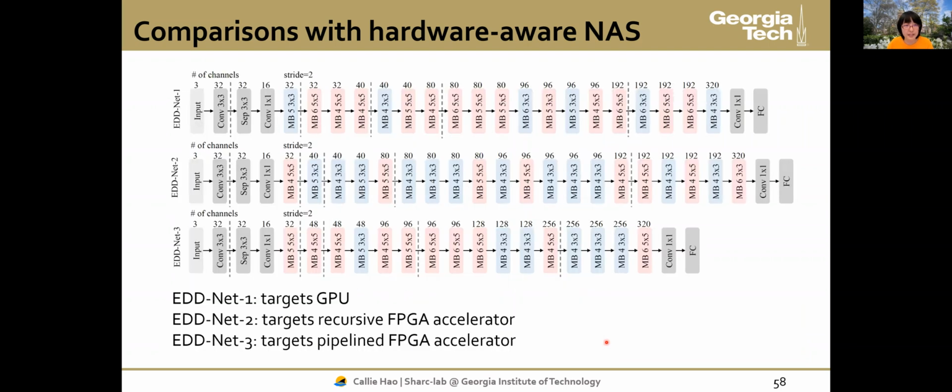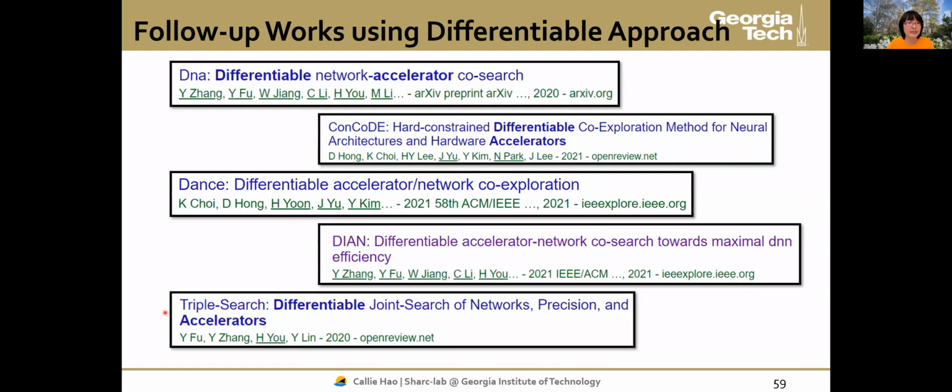And this is just a visualization of different architectures targeting different devices, and they look quite different. And these are just a couple of follow-up works using the differentiable approach. After that, it's becoming very popular to do differentiable co-search. This is just a very quick Google Scholar search, and there are a lot of interesting follow-up works using this differentiable network and accelerator co-search. And we believe that the differentiable approach is very, very promising in the future.